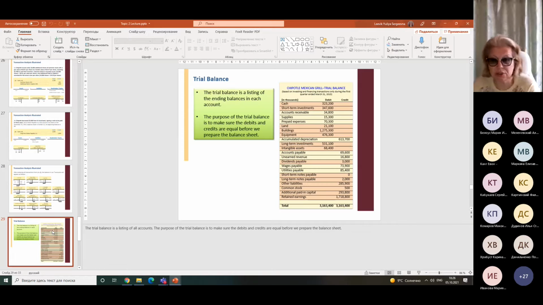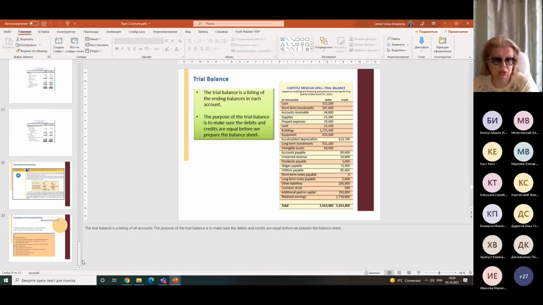All these issues is trial balance. Trial balance, this is the list of all accounts with their debits and credits. So this is normally the listing of ending balances in each account. So what is the purpose of trial balance? The purpose of trial balance is to make sure that the debits and credits are equal before we prepare the balance sheet. So you see total debits are equal to total credits.